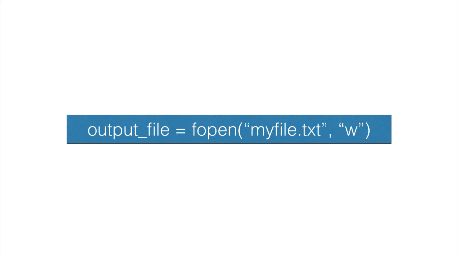If the file already exists, then its contents will be deleted as part of the fopen call. We could also use A if we wanted to append to the end of a file rather than deleting its contents. We will use mode W in our examples.